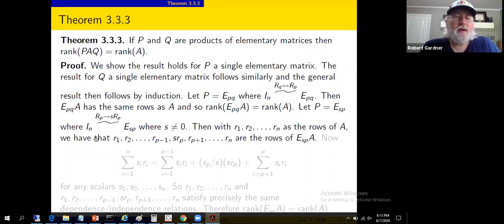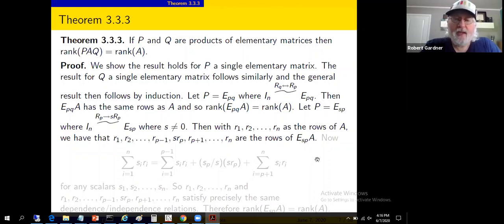All right, for the second elementary row operation, I denoted E sub SP. We took the pth row and multiplied it by a non-zero scalar S. If you do that to the n by n identity matrix, that'll produce one of these E sub SPs. My notation again, S is the scalar, P is the row that's affected. Up here I had an E sub PQ. Well, that's when we interchange P and Q rows. And a third is when we add a multiple of one row to another. All right, so this is the elementary matrix we need to consider now.